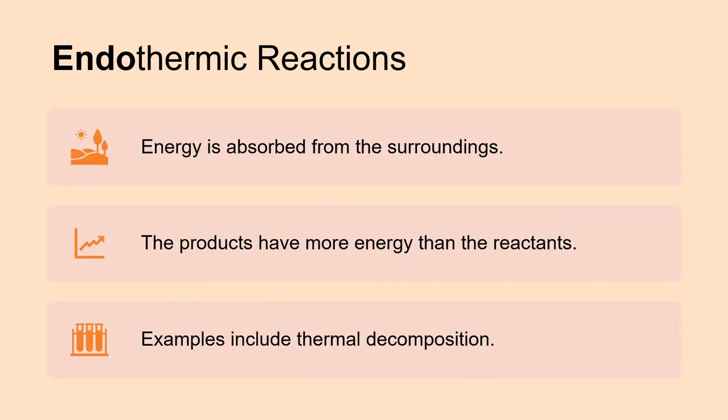The second type of reaction that we looked at were endothermic reactions. These are reactions where energy is absorbed from the surroundings. So energy is taken from around the reaction and absorbed into it. This means that the products have more energy than the reactants, and these are the ones that we would feel cold if we touched them because it's transferring energy from us to the reaction. An example that we looked at was thermal decomposition.